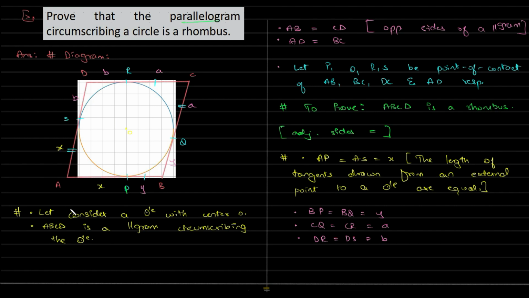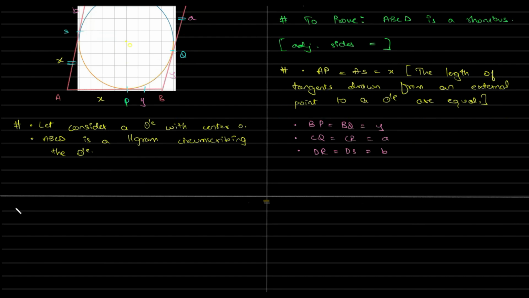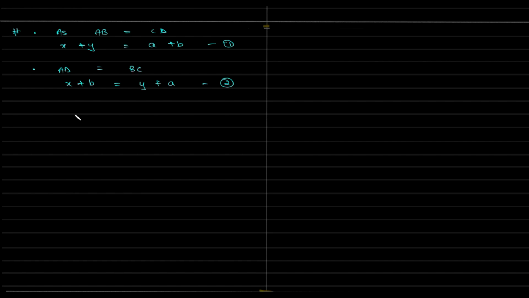So now we'll make use of the fact that opposite sides are equal. We start with AB equal to CD, so X plus Y is equal to A plus B. We'll call this equation 1. I'm just writing what is obvious from the diagram because somehow we have to relate the sides now. Then AD is equal to BC, so we have X plus B is equal to Y plus A.